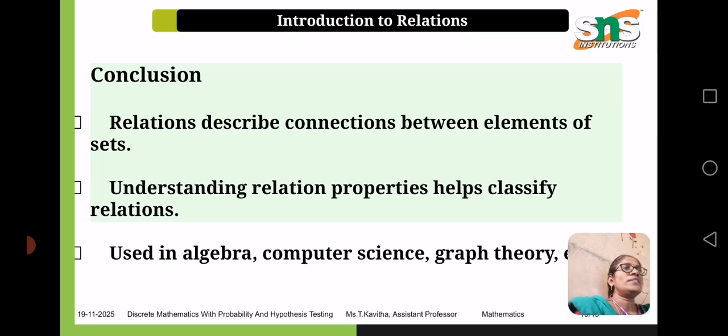Our conclusion: relations describe connections between elements of sets. Understanding relation properties helps classify relations. Relations are used in algebra, computer science, graph theory, and so on.